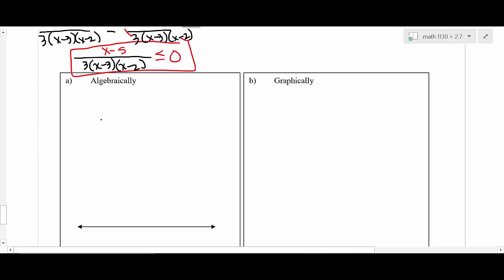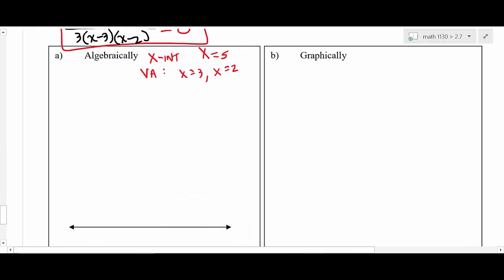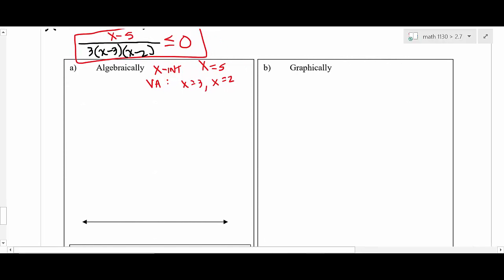So tell me, how many vertical asymptotes does that have? 2. What are the 2 vertical asymptotes? 3 and 2, right? How many x-intercepts does it have? 1. The x-intercept comes from looking at the numerator, because remember, you set the function equal to 0 to find that. So you would have an x-intercept at x equals 5, and vertical asymptotes at x equals 3 and x equals 2. It's real important you are able to distinguish between the asymptotes and the x-intercept.